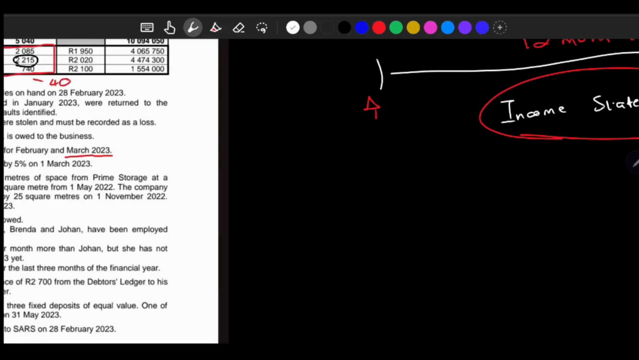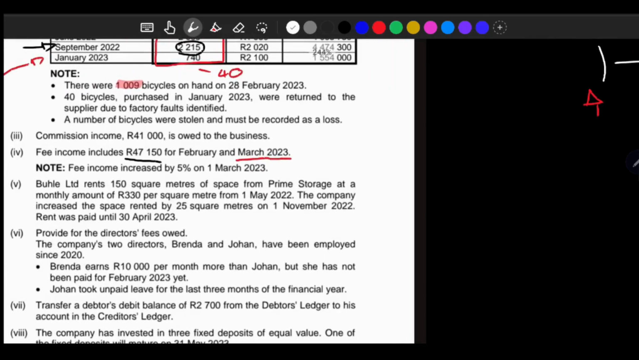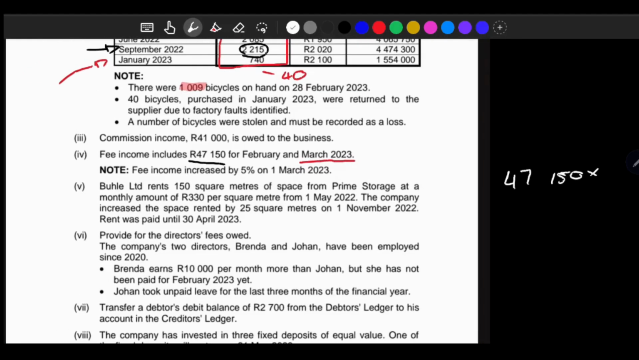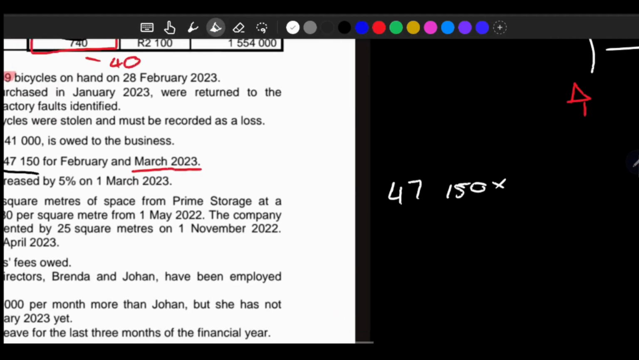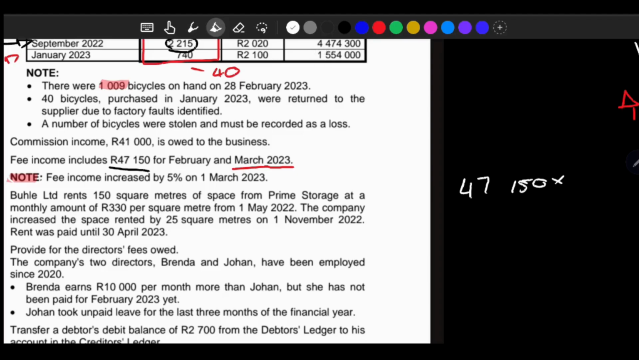So what we're required to do is take that amount out. How we're going to do this is by saying 47,150 multiplied by, right? Second part here where it says note, fee income increased by 5% on 1 March 2023, right? Fee income increased by 5% on 1 March 2023. So that means that we had the same income amount, right, throughout the whole financial year, and it only increased for March, right?